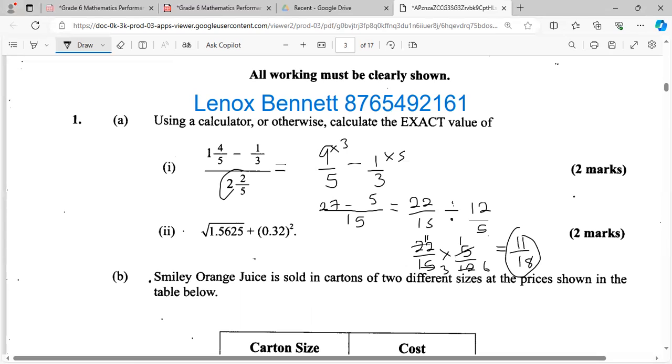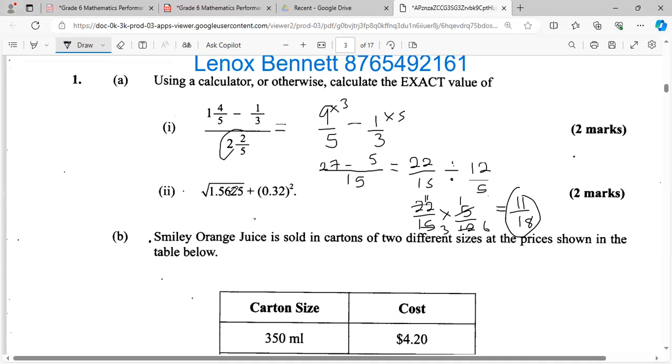All right. Let's look at number 12. So this one says, find the square root of 1.5625 plus the square of 0.32. So what we have to do now, just use your calculator to do this so you get the easy 2 marks.